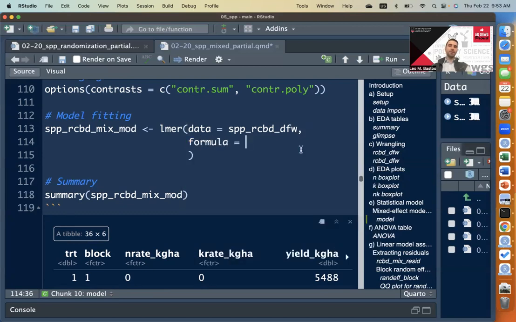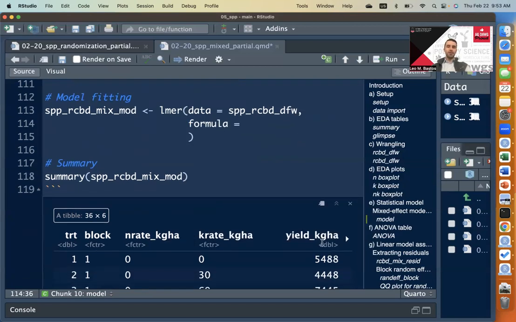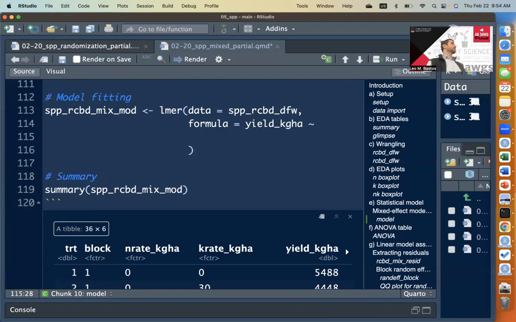So now this is where we give the formula. If you remember, the first thing that we give it is the response variable. In our case, it's yield kilograms per hectare. So we say response variable yield kilograms per hectare, explained by, and for that we use the tilde notation. And then we start giving it the terms.